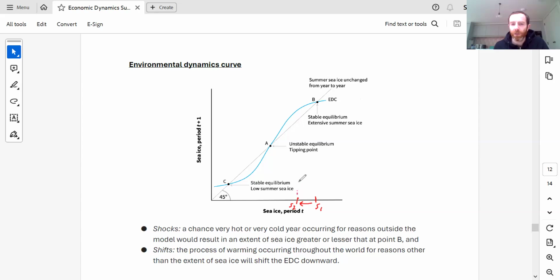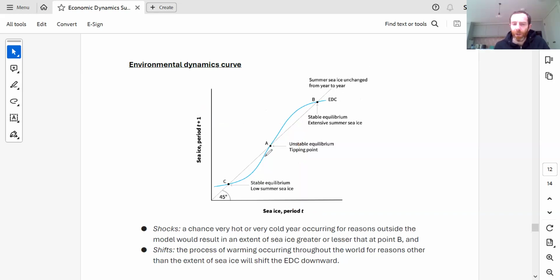So if there's a shock which pushes us down to S2, then the following year we would have sea ice at a level S3. And we can see S3 is higher than S2. How do I know that? Because I can find S2 on my y-axis by using my 45-degree line. And so I can see that after the shock that pushes from S1 to S2, the following year will be back up to a higher level S3. So we'll be here. That is where S3 is. And then that carries on into the next year, and the level of sea ice is going to push back up and we're going to recover and get to point B.